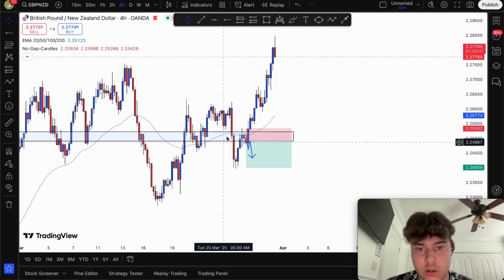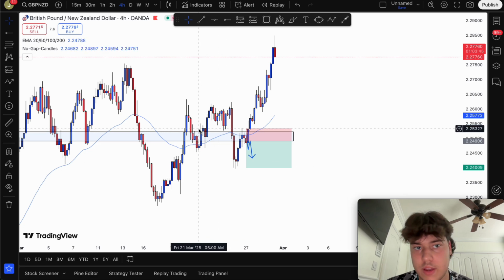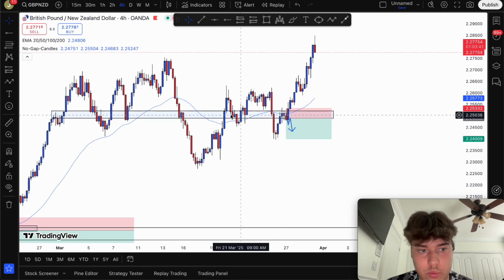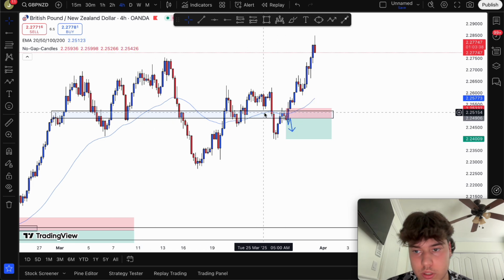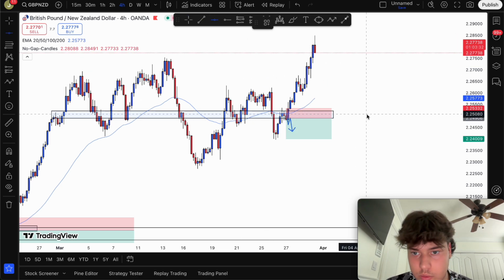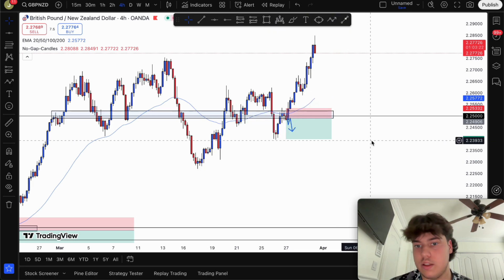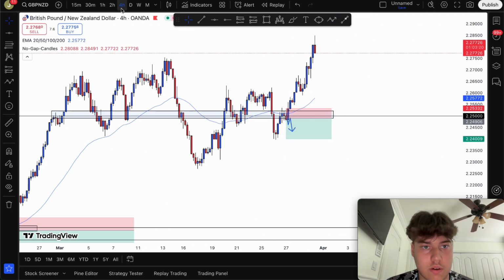So what I saw here is that we had shifted structure. So we had the daily and the 4-hour in sync. We were both bearish. And then I was waiting for a retest on this 4-hour area of interest with this EMA. And you could also add in a round psychological level, 2.25 thousand. So you could add that in as another confirmation.